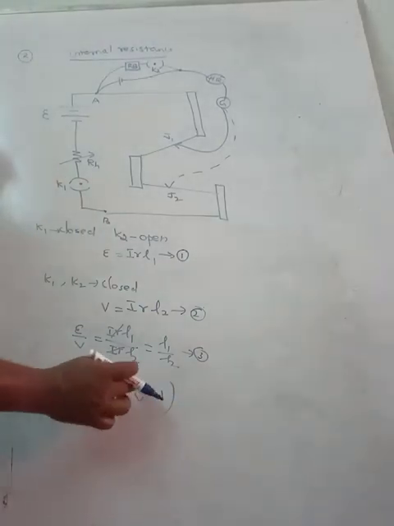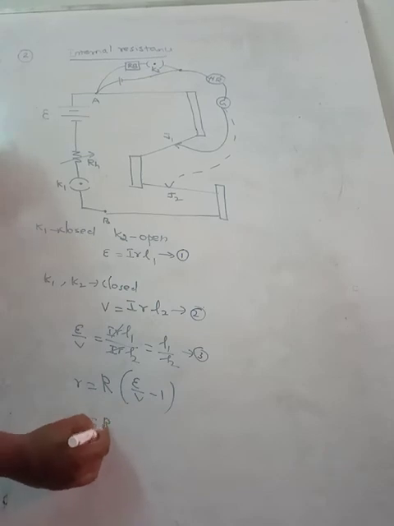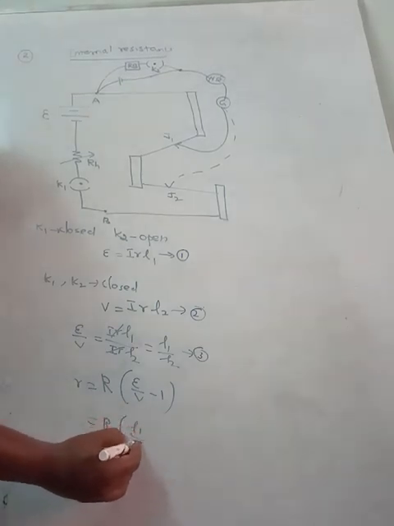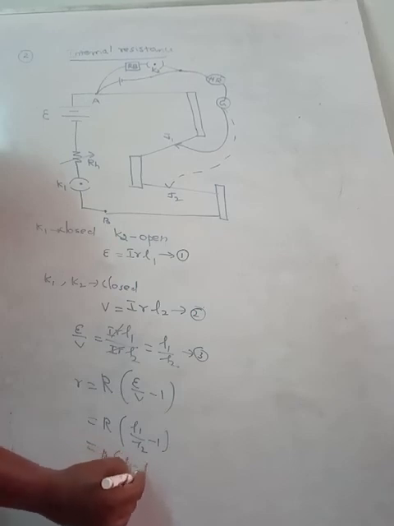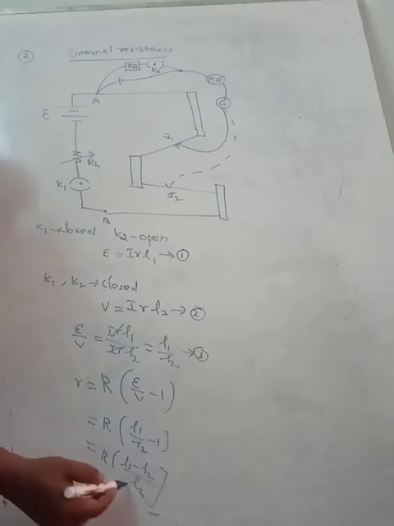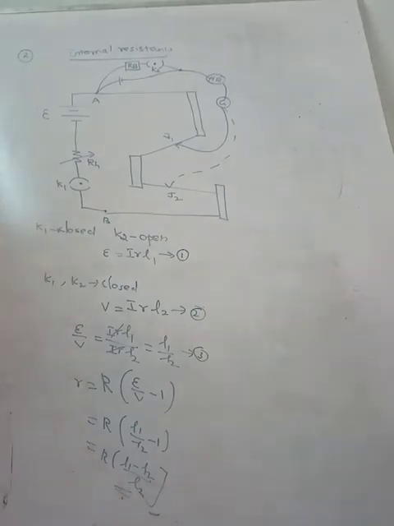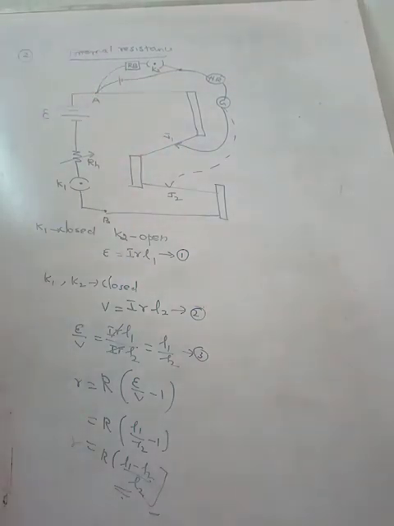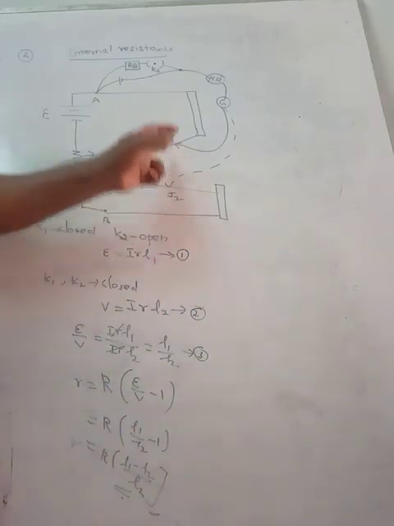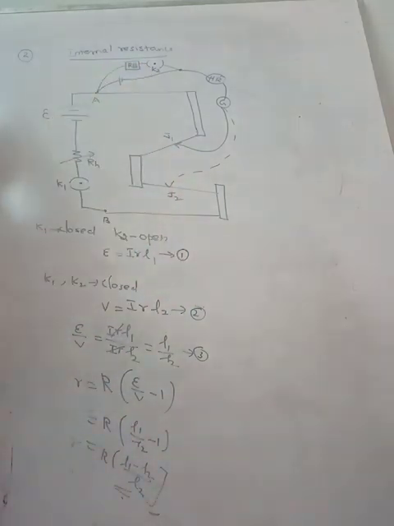So in the place of E by V, you substitute over there, you will be getting R into L1 by L2 minus 1, that is equal to R into (L1 minus L2) divided by L2. So if you substitute all the values here, you can find out the internal resistance. We know the external resistance value, that is a known resistance. So what value you are going to keep, you can substitute here. And L1, L2 are found from the two different positions of the jockey.